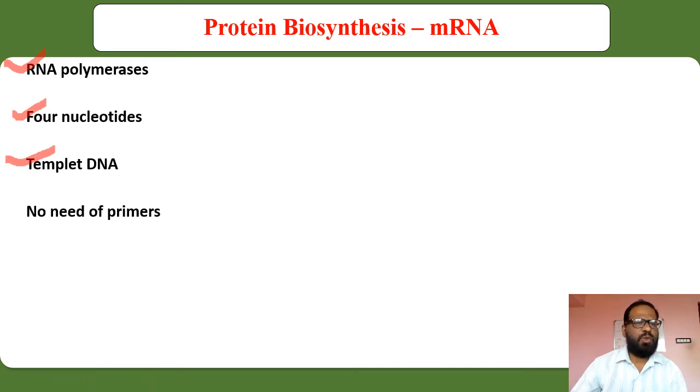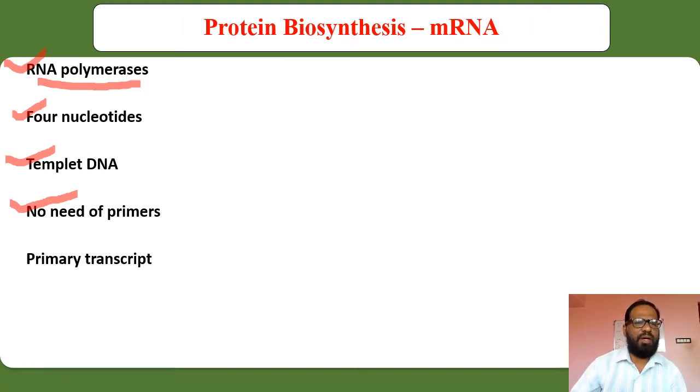Then there is no need of a primer. This is very important. When we discussed the replication of the DNA molecule, we saw there is a compulsory need for primers. If a primer is present with a free hydroxyl group, then only the DNA polymerase can add nucleotides to the already existing chain. That's why primers are required for DNA synthesis. But in the case of RNAs, there is no need for a primer. The RNA polymerases have the ability to synthesize the RNA from the first position itself. That's why there is no need of any primer. This is also very important.